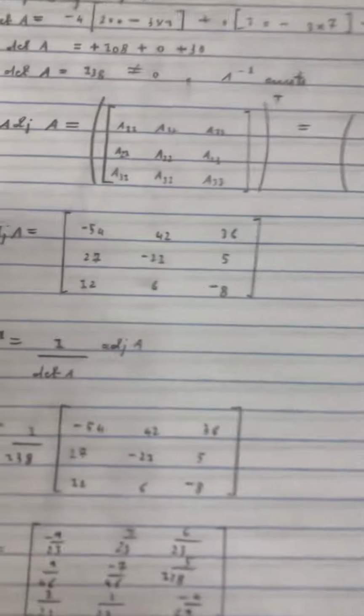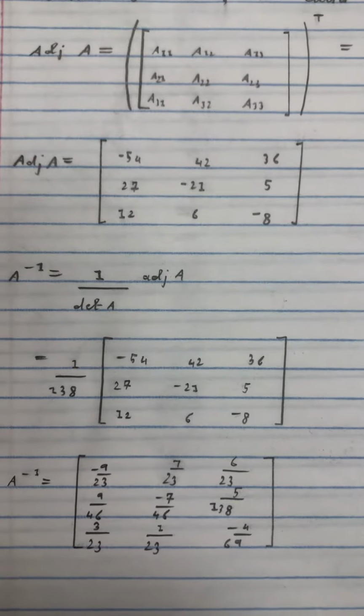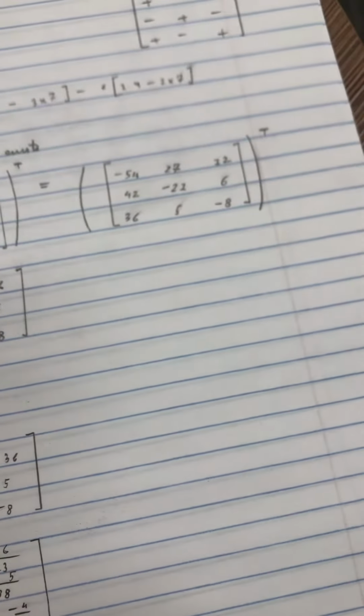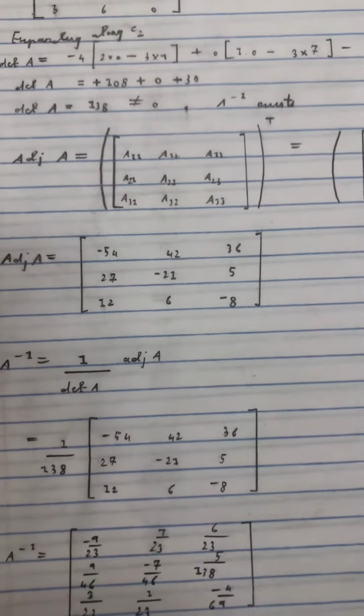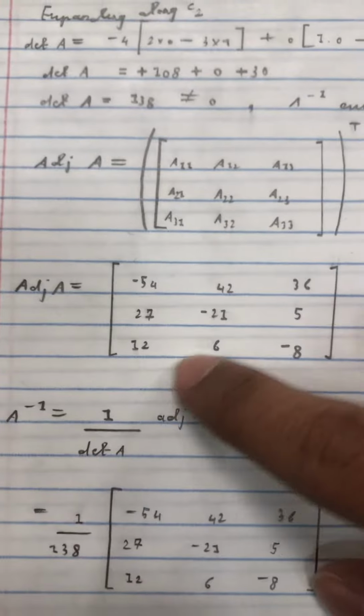The next step is to find the adjoint of the matrix, and the adjoint of the matrix is equal to the transpose of the cofactor matrix. So the idea behind the transpose is the rows become columns and the columns become rows without changing the sign. So as you can see, the first row over here becomes the first column over here, the second row over here becomes the second column over here, and the third row over here becomes the third column over here.